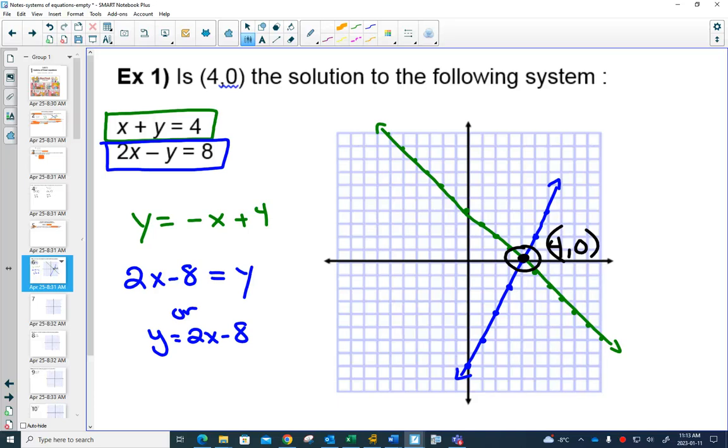Or if you didn't figure it out with guessing and checking, once you found it with graphing, you no longer have to guess, but you can still check, right? If I plug in 4 for x and 0 for y, is 4 plus 0 4? Yes. If I plug in 4 for x and 0 for y, is 2 times 4 minus 0 8? Yes. So it's nice to be able to check things to feel like, all right, I got this right.